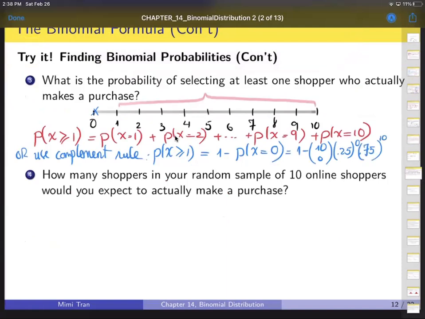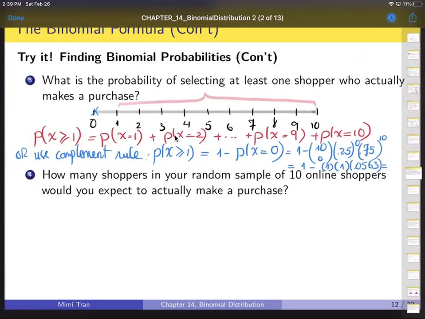So let's see, 10 choose, well, how many ways are there for nobody to make a purchase? Well, there's only one way, right? Nobody making a purchase. So 10 choose 0 is 1. So here 1 times 0.25 to 0 is still 1. 0.75 to the 10 is 0.0563. Times 1 is still 0.0563.